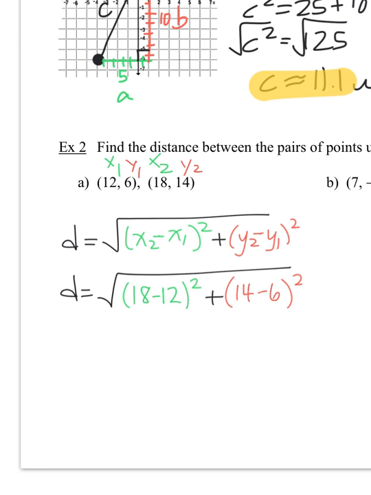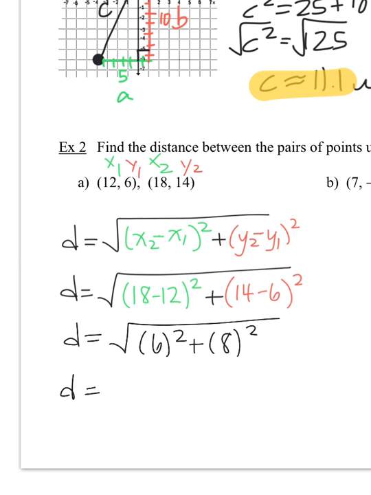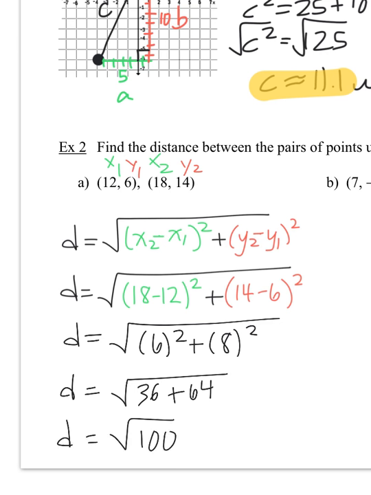From here, it's using the order of operations to simplify, so I'm going to go ahead and subtract inside the parentheses first. I'll get 6 squared plus 8 squared. From here, I need to simplify the exponents, so 6 squared is 36 plus 64. I get distance is equal to the square root of 100, which we know to be 10 units. And so that's the distance between the two given points. No graph was needed, no Pythagorean theorem.